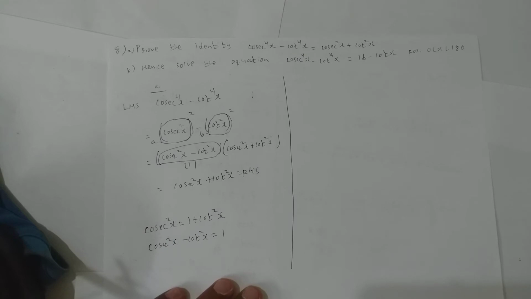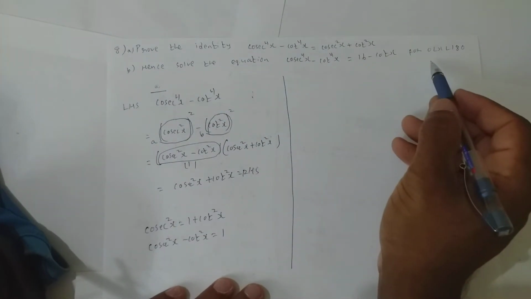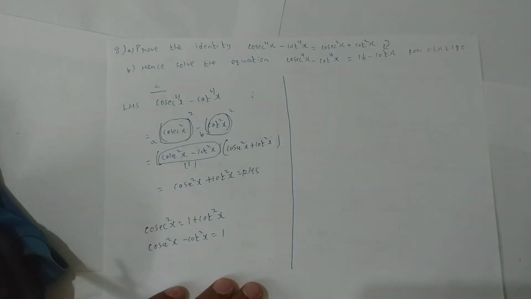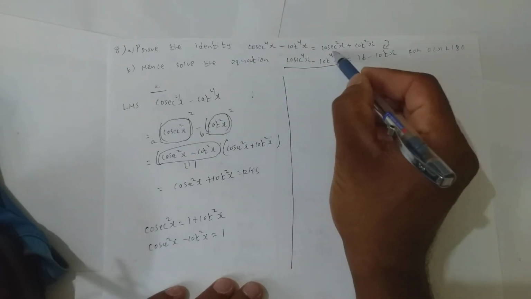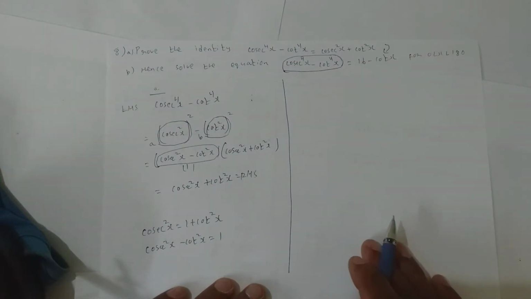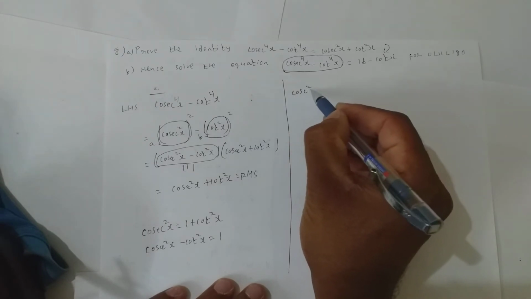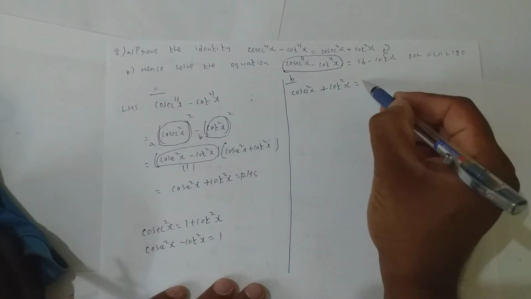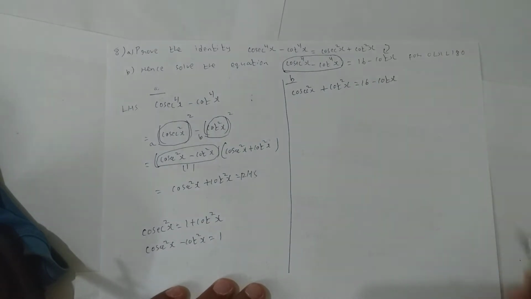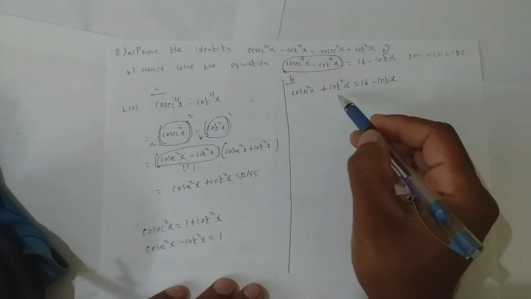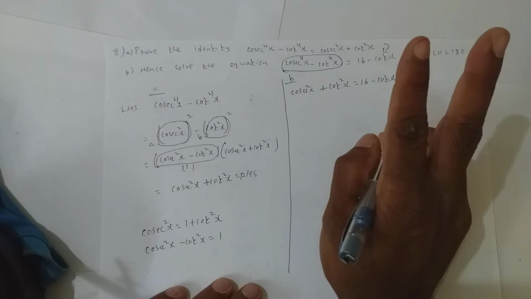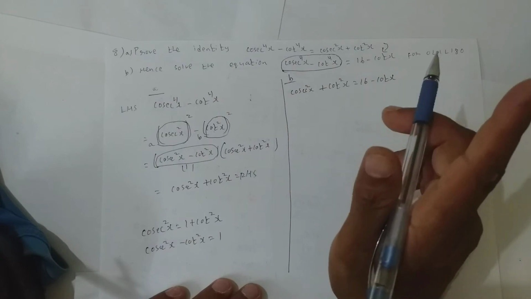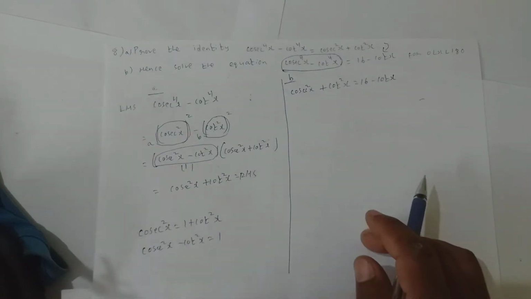Let us look at the B bit now. Hence solve the equation this. Again, first bit result must and should be used in the second bit, at least in trigonometry. So in place of this, I can write cosecant square x plus cot square x, equal to 16 minus cot x. Now over here also in this equation, I have got two trigonometric ratios. If there are two trigonometric ratios, we can't solve it. We should change and make it into only one trigonometric ratio.